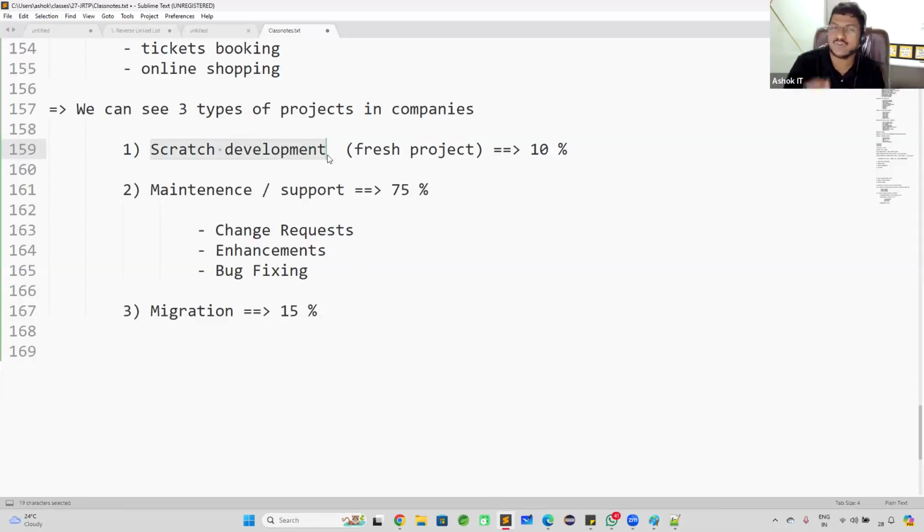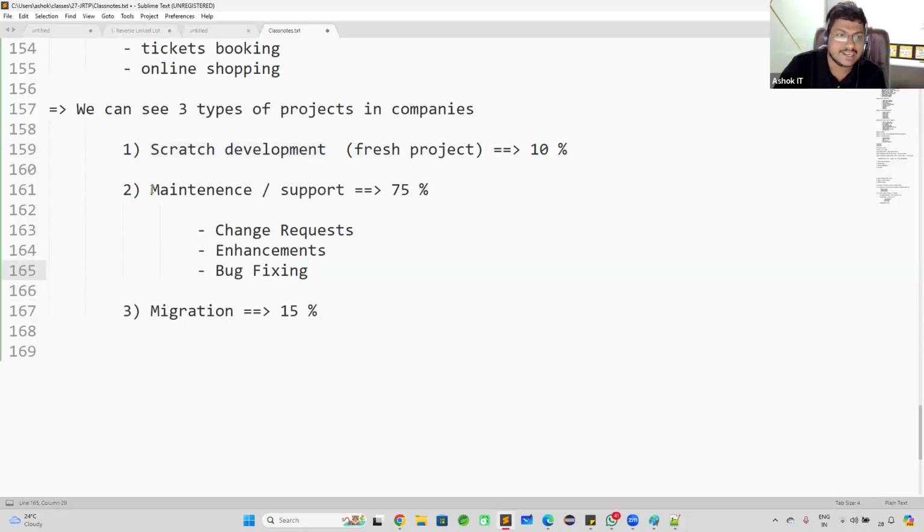So that's why if you go for a scratch development project, you can learn so many things, guys. You can become an all-rounder in the project development process. You will see front-end development, back-end development, integrations, testing, and deployment. So everything you can observe, everything you can learn if you join a scratch development project. A lot of learning will be available. Technically, you will become very strong when you join a scratch development project.